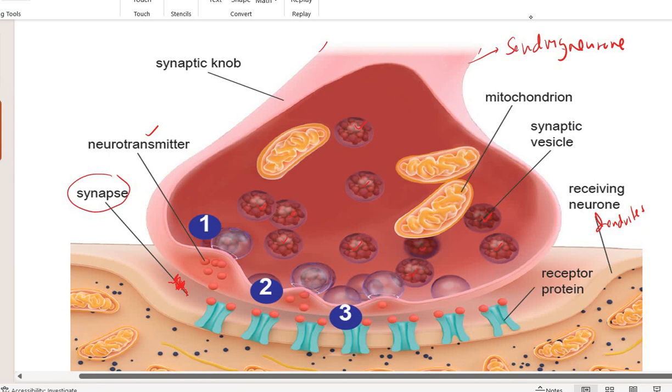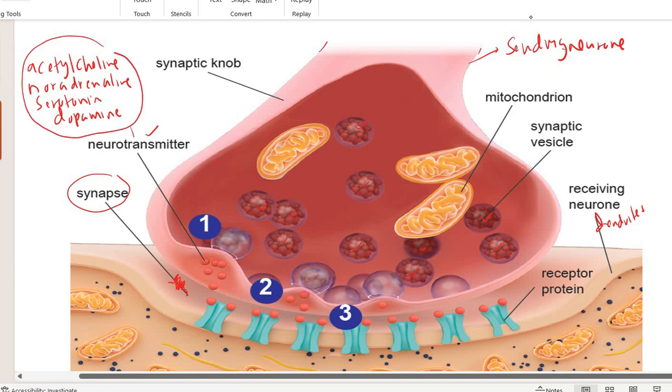Neurotransmitter is a chemical substance found inside the synaptic vesicle. The synaptic vesicle is a structure that stores the neurotransmitter. We have four types of neurotransmitter: acetylcholine, noradrenaline, serotonin, and also dopamine, depending on what type of impulse. These are the types of neurotransmitter that can be found in the synaptic vesicle.